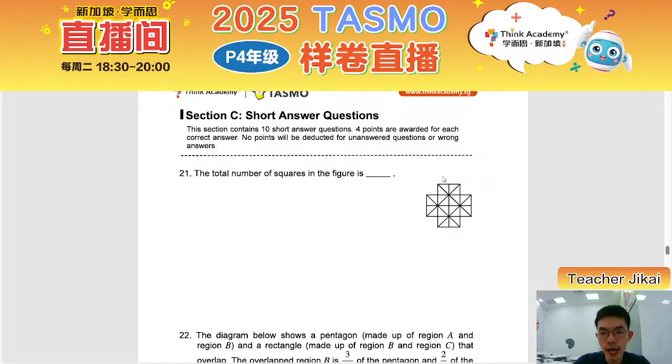We just say every side is 1, right? The small side is 1. 1, 1, 1, 1, 1, 1, 1, 1, 1, 1. Right? Every side is 1. So first, we have the 1 times 1 squares.